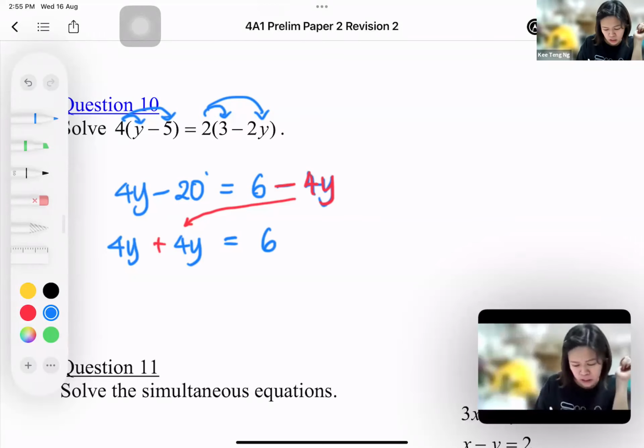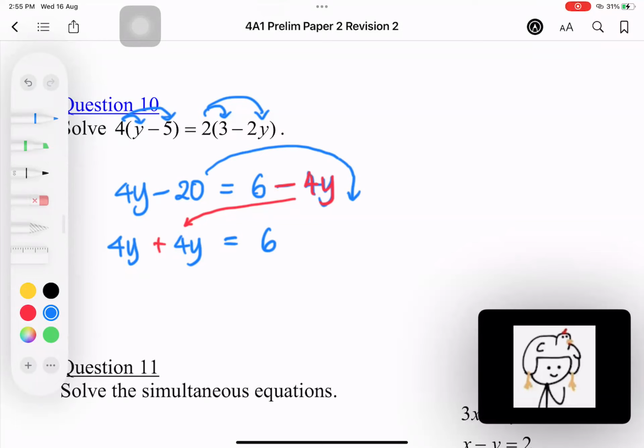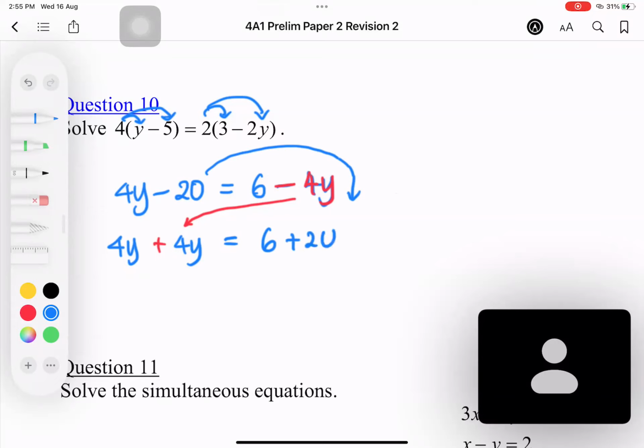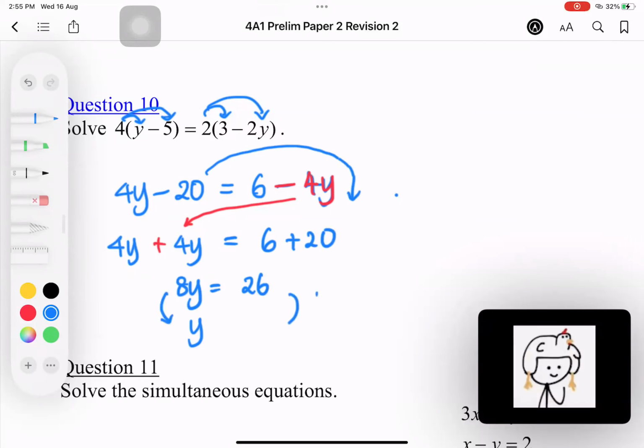Who moves over to the other side? Elvis. Yeah, 20. So is it minus 20 or plus 20? Plus 20. Okay, so we get 8y is 26. How to get rid of the 8? Divide. Yes, divide by 8.